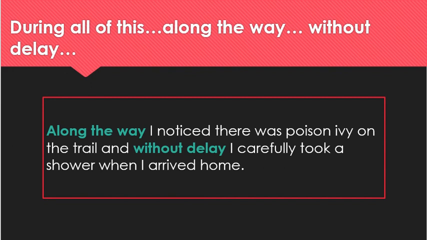So, why does the author use the time transition word in the middle of the sentence, without delay? If we took that out of the sentence, it would just say, along the way, I noticed there was poison ivy on the trail, and I carefully took a shower when I arrived home. So when you add without delay in, it gives you a little more information and it makes the sentence more interesting to the reader. Makes you want to keep reading to find out what happens.